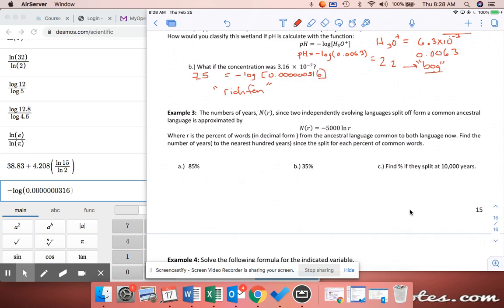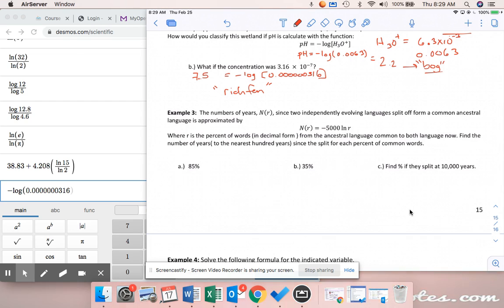The number of years, n of R, since two independent evolving languages split off from a common ancestral language is approximated by n of R equals -5,000 ln r, where r is the percentage of words in decimal form from the ancestral language common to both languages now. Well, that's kind of cool. Find the number of years to the nearest 100 years since the split for each percent of the common words. Okay, so it looks like r is the percent of words they have in common, and n of r is the number of years that has been since the split.